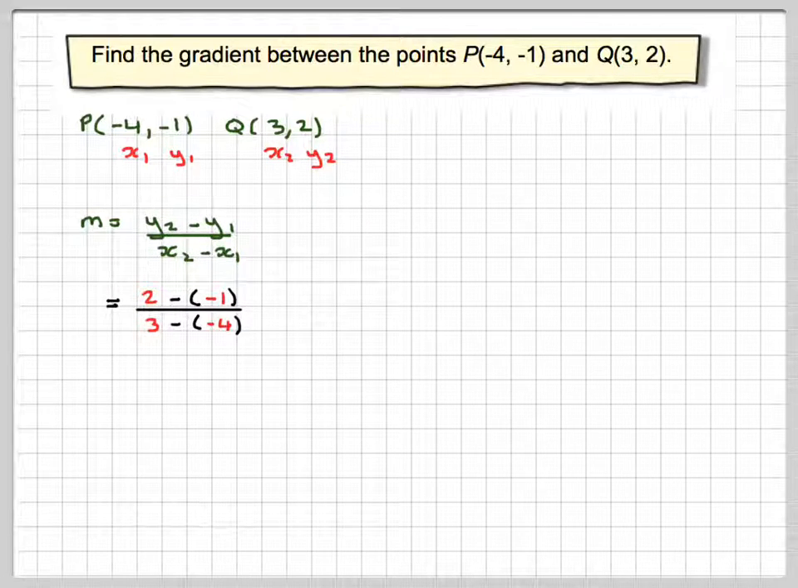So that's going to give me 2 minus -1, which gives me 2 plus 1, and 3 minus -4, which gives me 3 plus 4, which is equal to 3 over 7. Now, what does that actually mean?